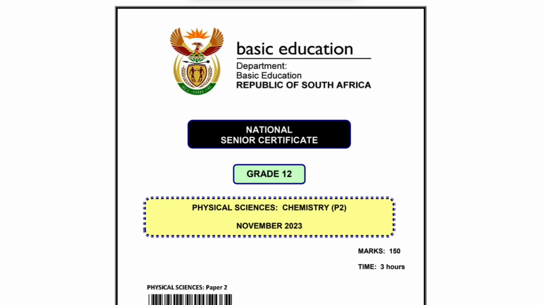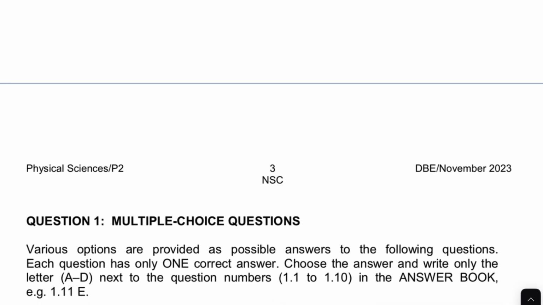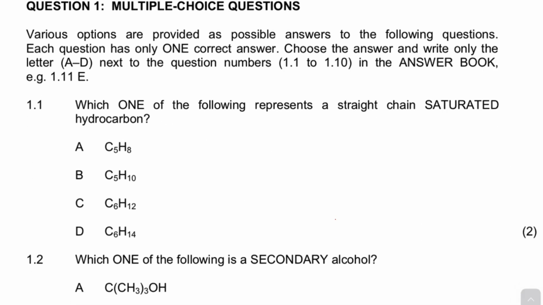Doing the multiple choice questions in 2023 November, the national paper, Paper 2. Let's cut to the chase. Now in 1.1 it says, which one of the following represents a saturated compound? Number one is the alkanes, which means when we talk about the alkanes, we talk about the single bonds. The saturated is the one with the single bonds, right?